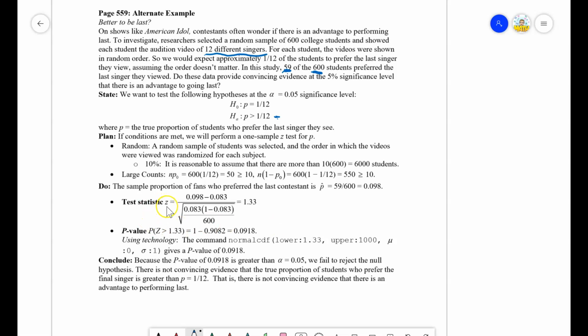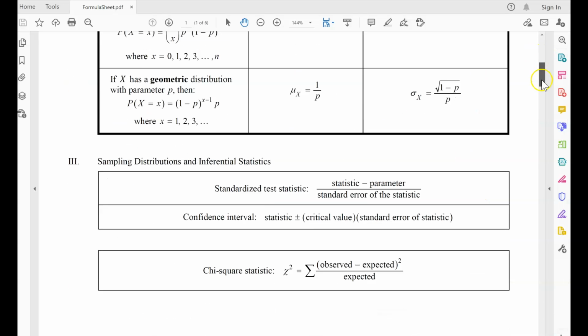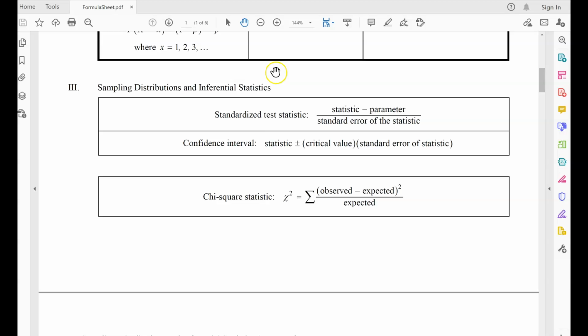Just like with confidence intervals, remember we use the z distribution for proportions. We find a z test statistic. When we study means, this will be a t-value. Where's this formula coming from? If you look at your formula sheet and scroll down, not too far, you'll see it right here. It's the statistic minus the parameter divided by standard error.